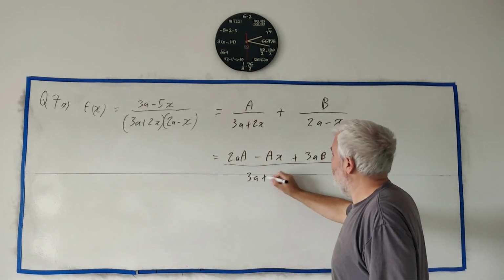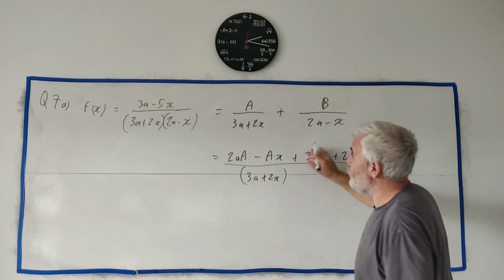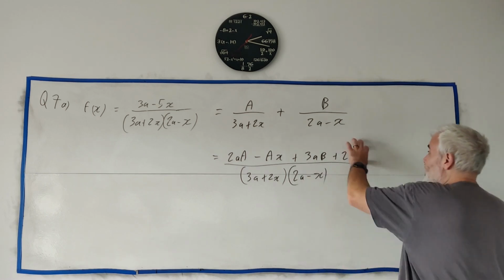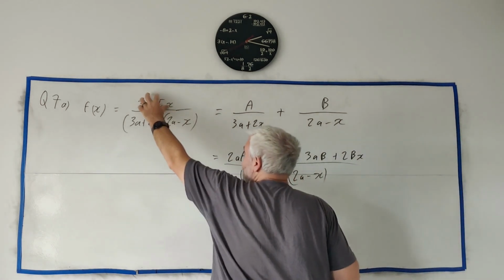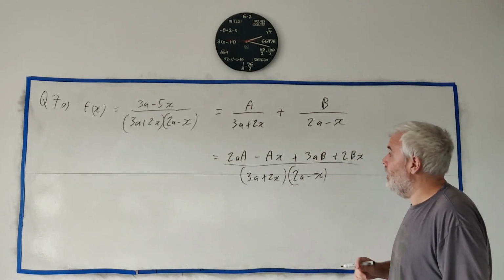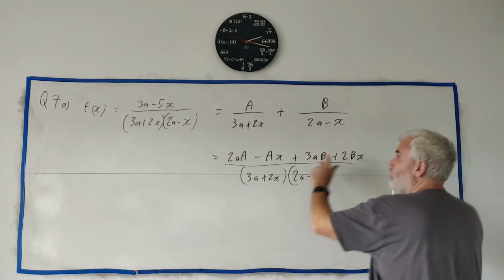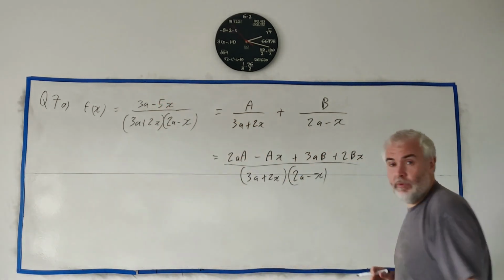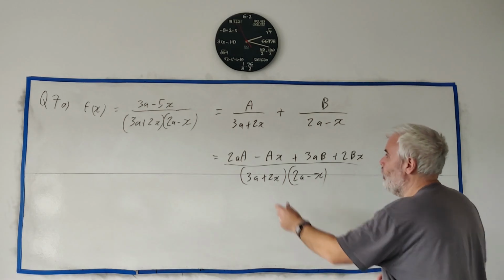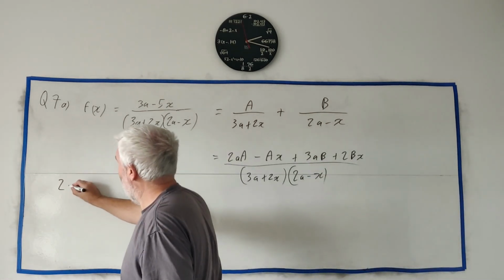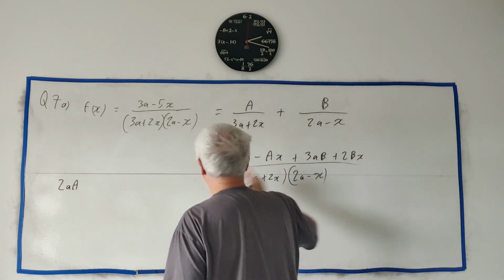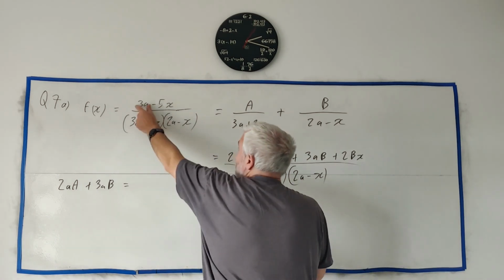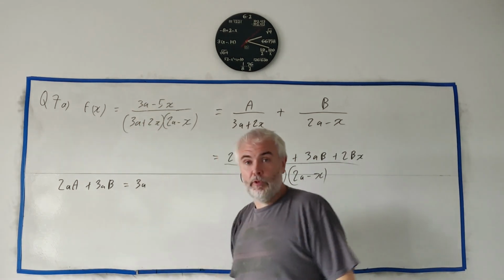The reason I don't care is because what I'm actually going to do is just equate the top rows. Let me say that again. What's on the top row here must equal what's on the top row here. And more than that, the x's that are here must equal the x's that are there. The things without x's up here must equal the things without x's up there. So for example, what has no x here? That's 2aA plus 3aB, and that must equal this 3a.